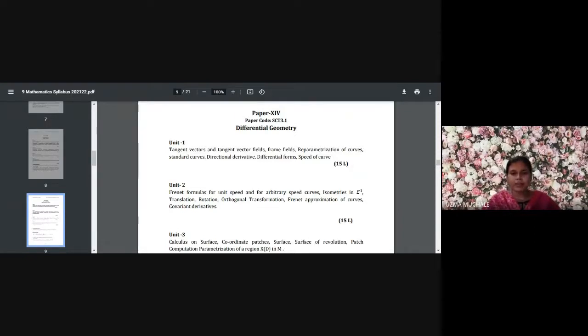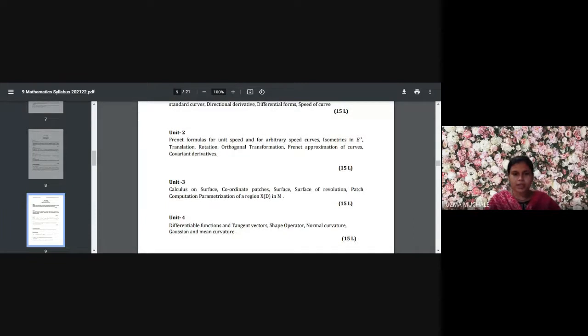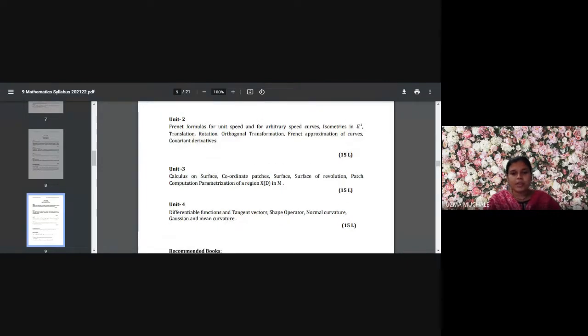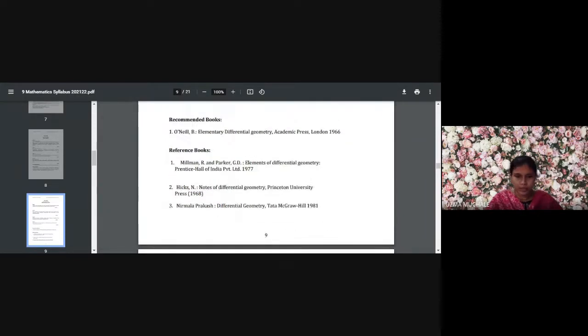Here we have some directional derivatives, then Frenet formulas, and the calculus on the surface. In the first two units we are going to concentrate on the curve, and in the next two units we are going to concentrate on the surface. Here we are going to define what a surface actually is, because up to now we don't know the definition of a surface. Then we will see what a tangent and normal on the surface are.